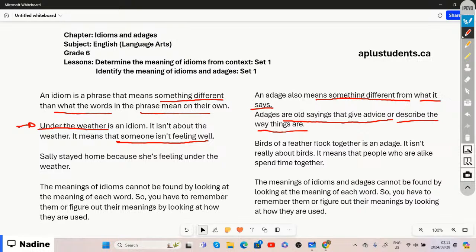An example of an adage, right? It means birds of a feather flock together. So I'm not sure if you have heard the saying birds of a feather flock together already. And if you've heard about it, what do you think it means? Have you heard that saying already, or is it the first time hearing it?